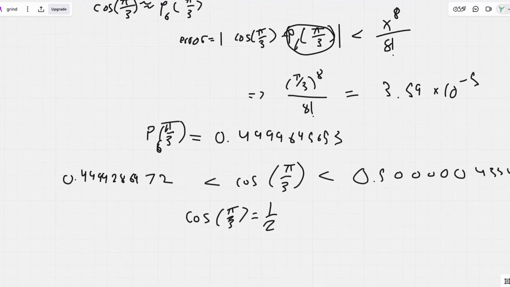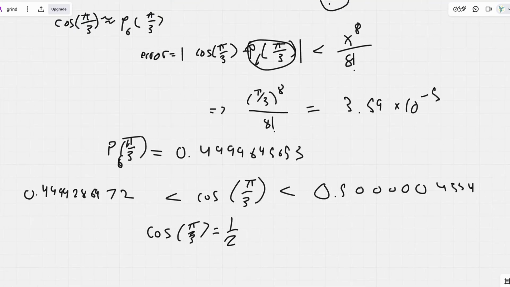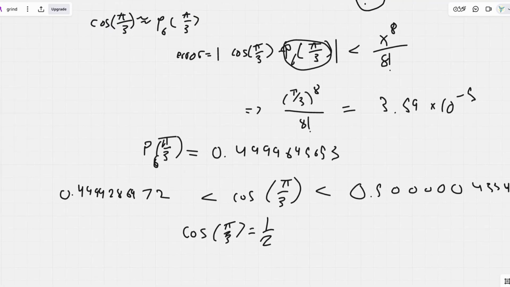So it seems like we got a pretty small margin of error. It's down to like a bunch of decimal places, so that's pretty close.